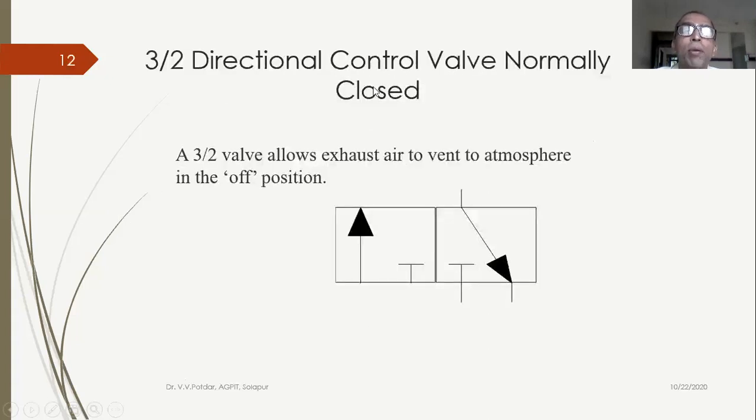Okay. The 3 by 2 directional control valve is normally closed. This is the supplier and this is the exhaust. This is the supplier and this is the discharge. So this is normally closed.